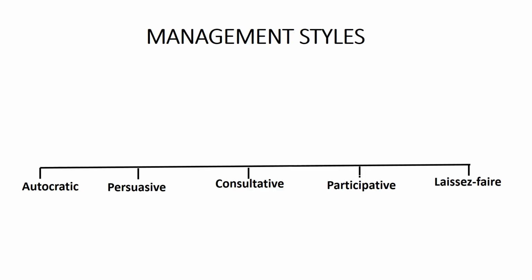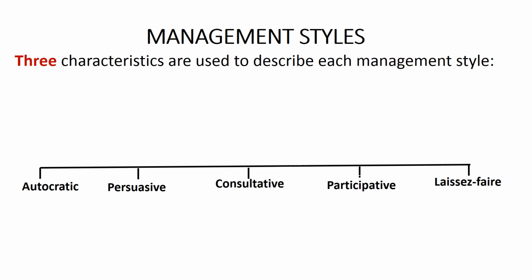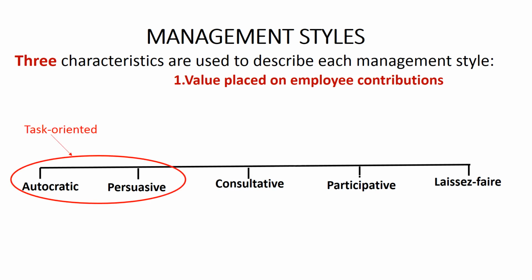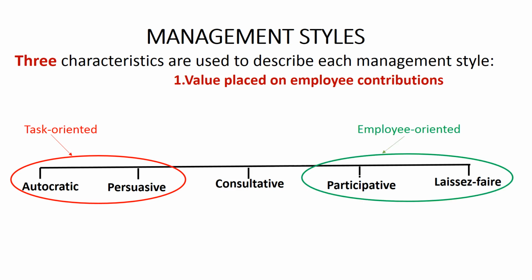You'll remember from the first video that there are 3 characteristics that are used to describe each different kind of management style. The first characteristic is the value that the management style places on employee contributions. That is, the extent to which the management style is task-oriented, in the sense that the management style is focused on achieving a particular outcome, or employee-oriented in the sense that the management style recognises the value of involving employees in decisions about how to achieve the best outcome.